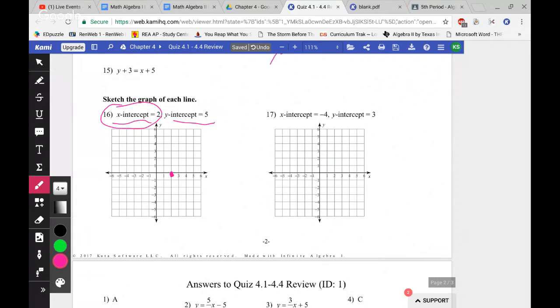And this intercepts the y-axis at 5. So now, that's what I have for my line. Yep, that's what I got. All right, and on this one, it intercepts the x-axis at -4, and this intersects the y-axis at 3. Yeah, that's what I got. Same. So that's what your line would look like.